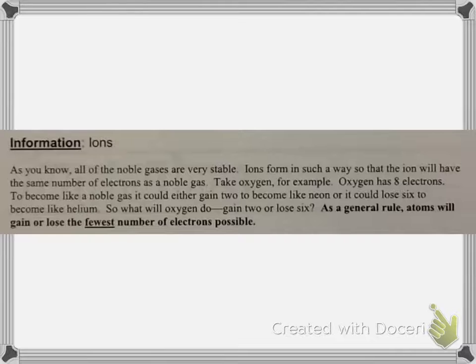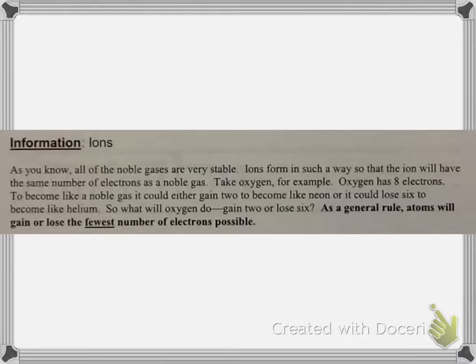Information about ions. As you know, all of the noble gases are very stable. Ions form in such a way so that the ion will have the same number of electrons as a noble gas. Take oxygen, for example. Oxygen has 8 electrons. To become like a noble gas, it could either gain 2 to become like neon, or it could lose 6 to become like helium. So what will oxygen do? Gain 2 or lose 6? As a general rule, atoms will gain or lose the fewest number of electrons possible.